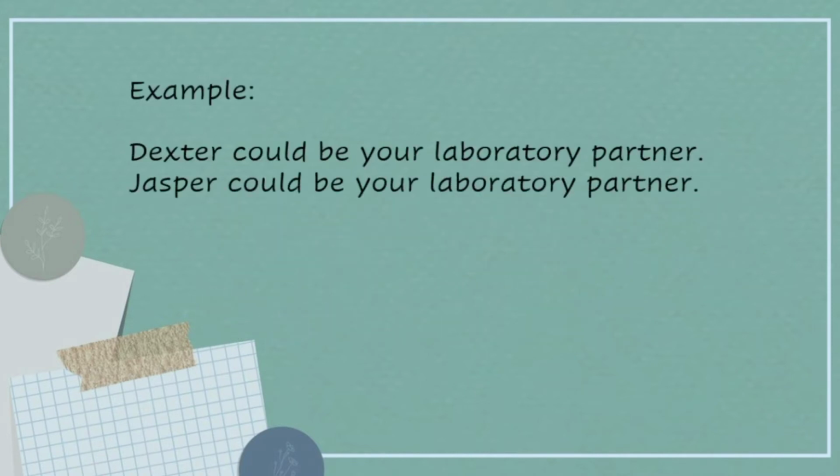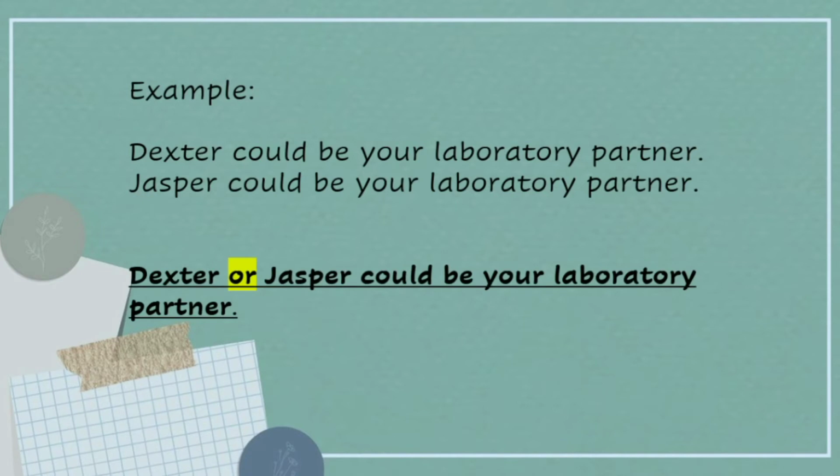Example. So we have here two sentences. So how will we combine these two sentences? Dexter could be your laboratory partner and Jasper could be your laboratory partner. So this was also the example of the nor coordinator. Same thing, we could use or: Dexter or Jasper could be your laboratory partner.